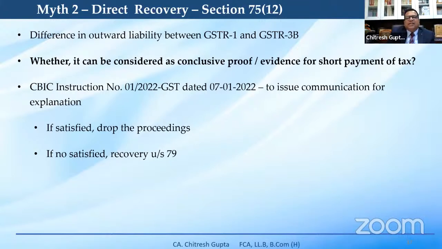Now, indirectly they have issued the show cause notice, because in this CBIC instruction they have used the word communication. Definitely communication is not equivalent to show cause notice, but they also realize that there can be many reasons for the difference, and straightway resorting to the recovery will be against the principle of natural justice. So some communication has to be there, but whether this communication is sufficient or they have to issue the notice under section 73 or 74, that is again an issue which needs to be debated by the various courts in the time to come.